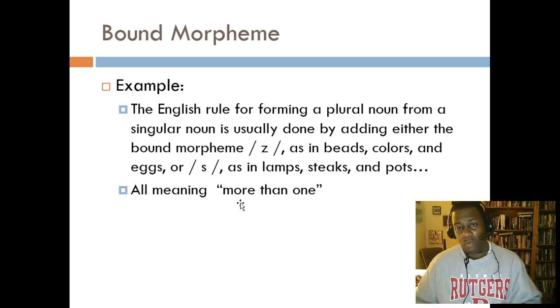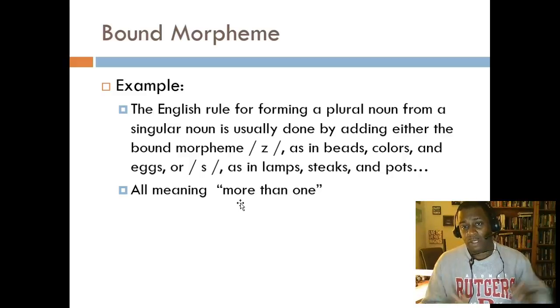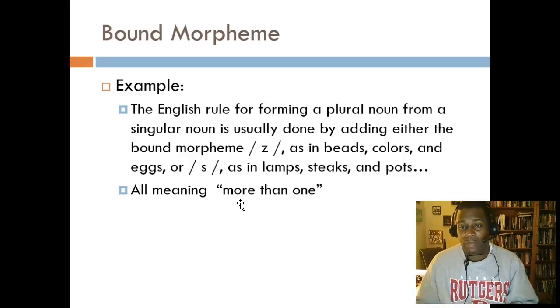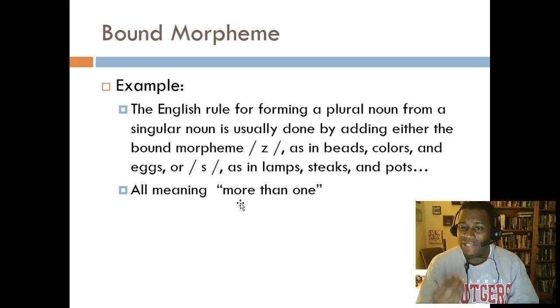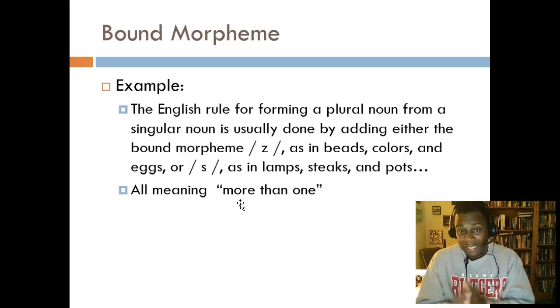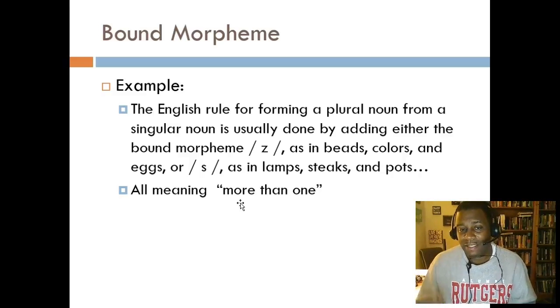Now you say, well, why do we have a slash mark for the z? Because that represents the basic unit of sound, and when you say beads, it comes across like a Z sound, although we know we're adding an S, and the S becomes the bounded morpheme. Colors, you feel the Z sound at the end, but we know that we're adding an S. Or it can simply be the phonetic sound of an S, lamps, steaks, pots, as opposed to eggs, where you can hear the Z in the end. But all of this means more than one.